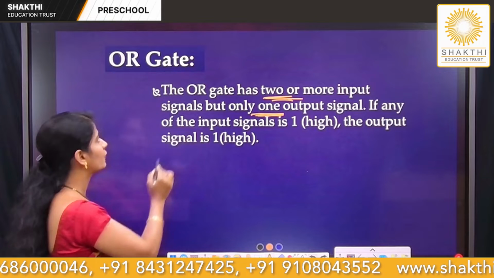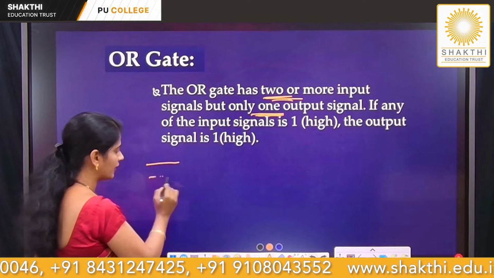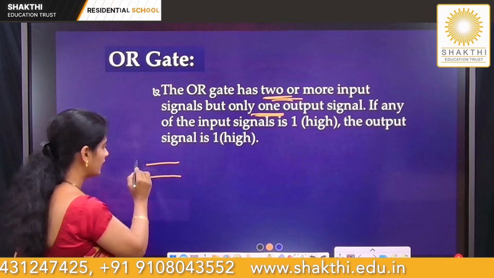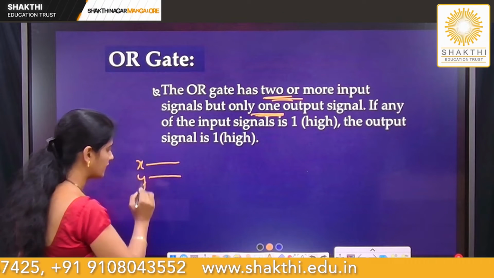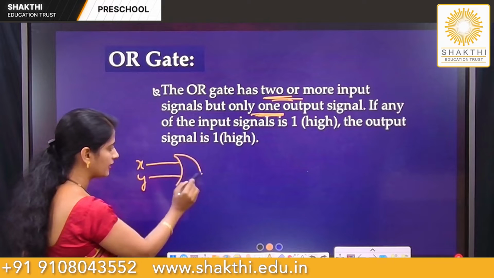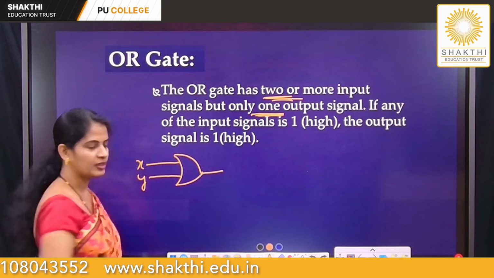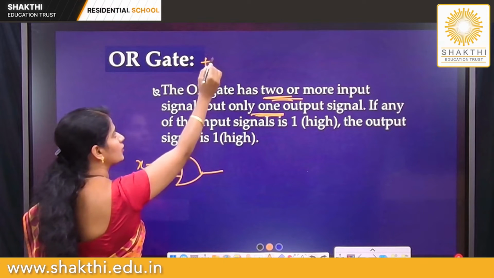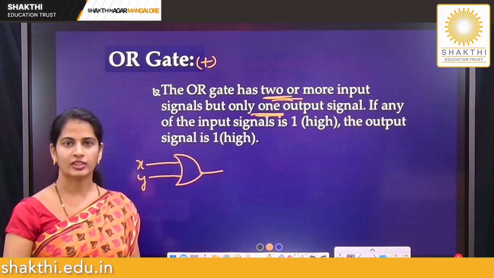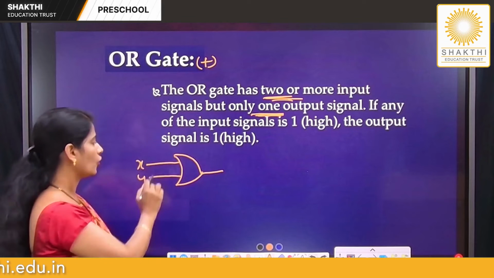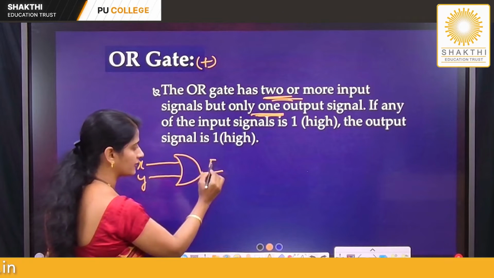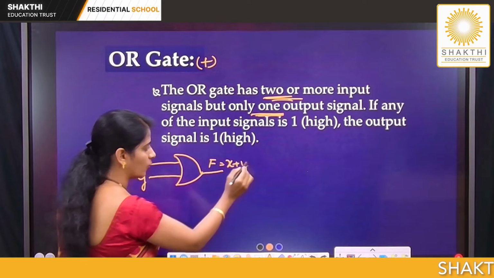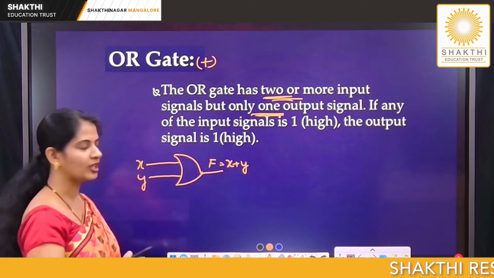So what is the symbol for the OR gate? The OR gate symbol can be written like this. This is the input side. The two input signals are generally written as X and Y, and this is the symbol used for the OR gate. The operation used is called logical addition. You can write the output F as F equals X plus Y. This is the logical addition of 2 input signals.